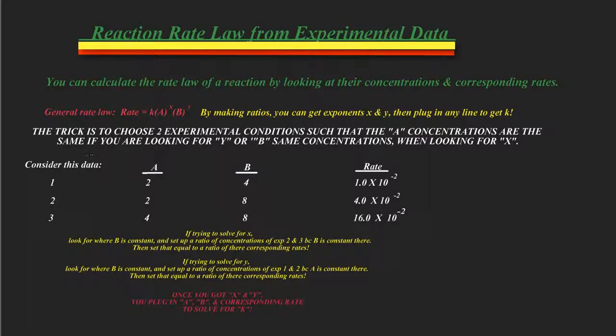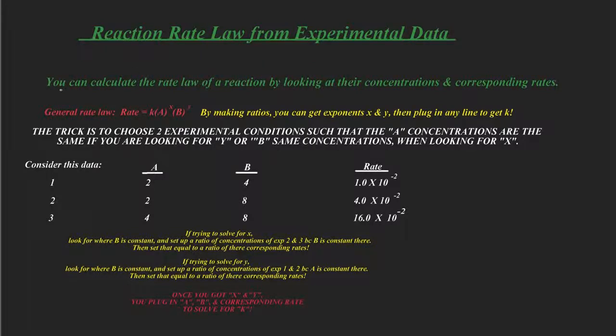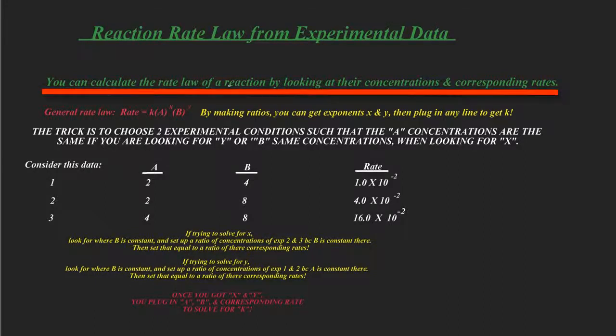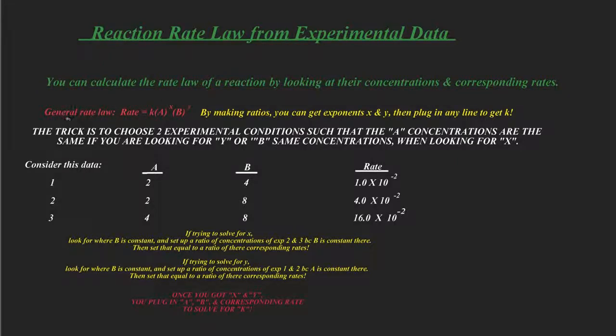Today we're going to be looking at reaction rate law from experimental data. So as the title implies, you can calculate the rate law of a reaction by looking at experimental data. The general rate law is as follows. Rate equals some rate constant times A raised to the x times B raised to the y.